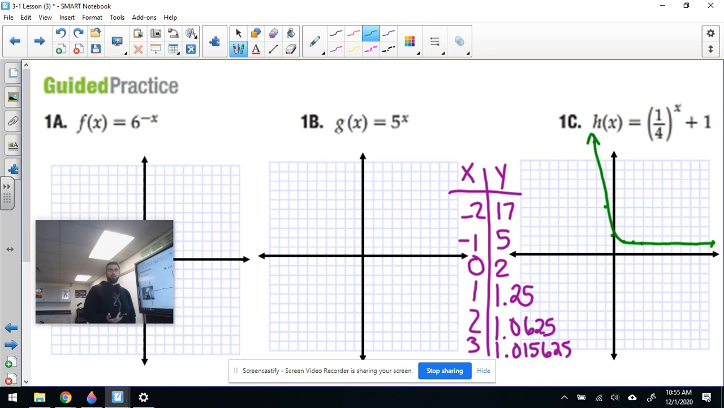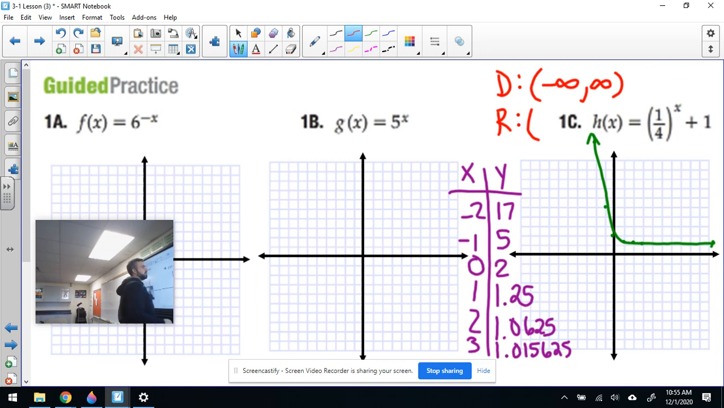So we can answer the same questions. Domain is still going to be the same, right? Domain will still be any real value, negative infinity to positive infinity. Range now does change because no longer is it to 0, but it gets close to 1. So my range is actually 1 to infinity. So where do you think the 1 comes from? Now I'll let you think about that.